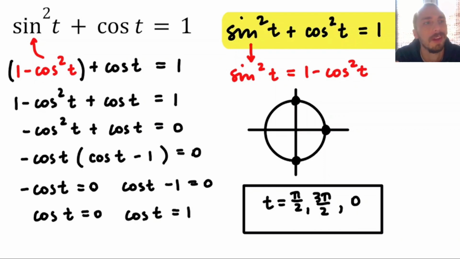And so here we see that if we just make a little substitution using the Pythagorean identities, then we're able to solve an equation like this.